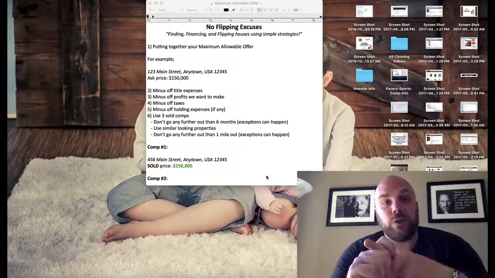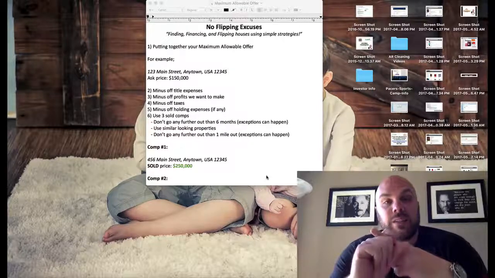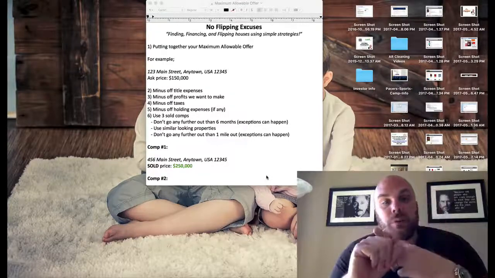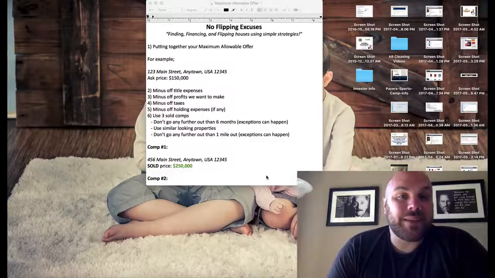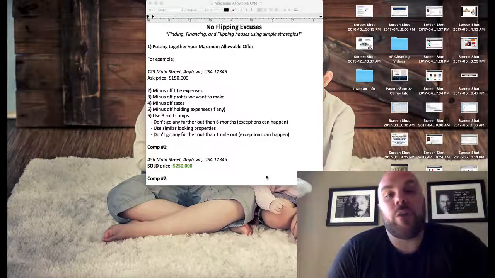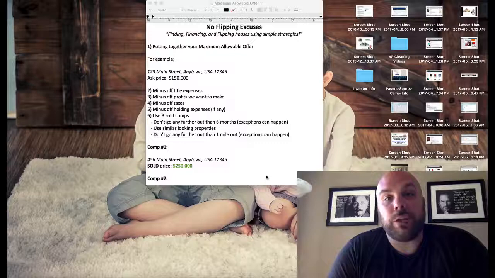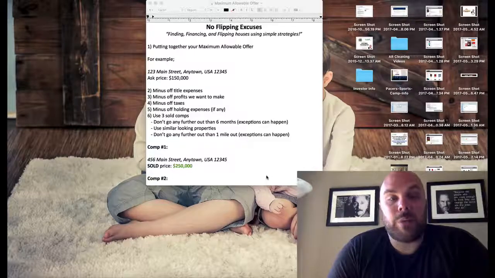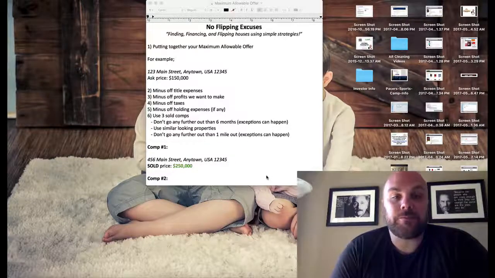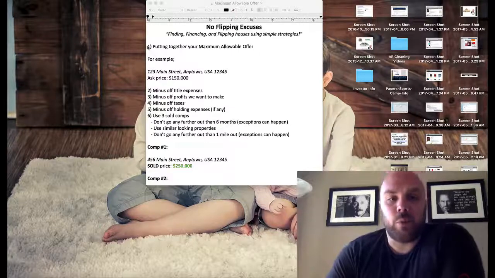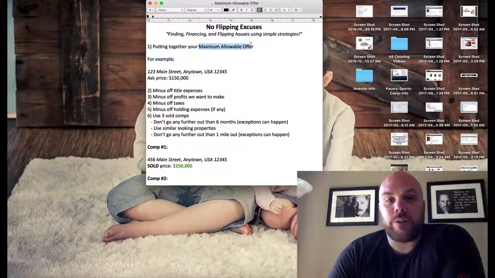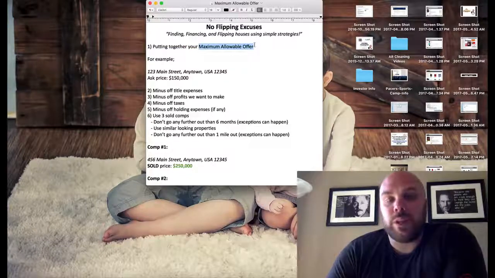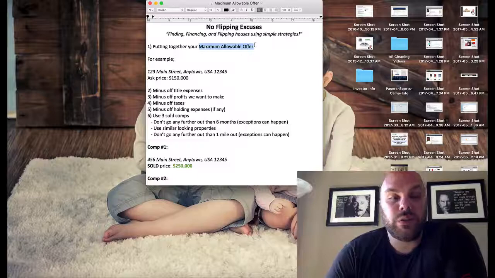And then if you do end up selling it same day, you want to be able to give your end buyer a great price too. So it makes sense to have a really strong maximum allowable offer in there so that you are getting the properties at the right price. So let's hop into number one here, and that's putting together your maximum allowable offer. And we like to just have it as MAO as the acronym to use there.